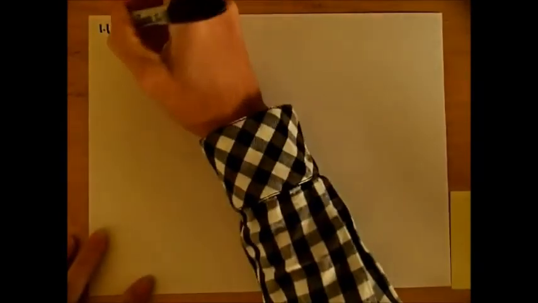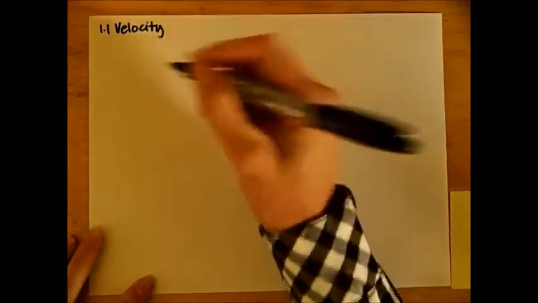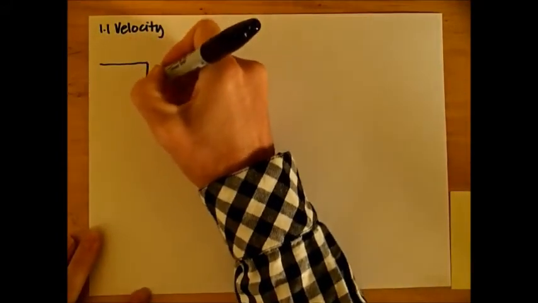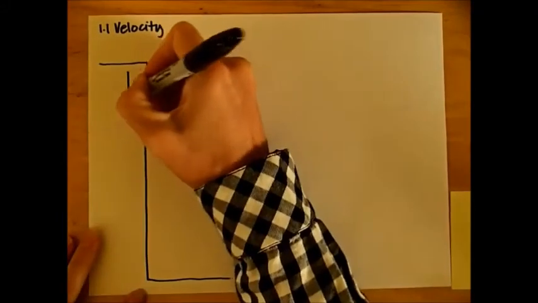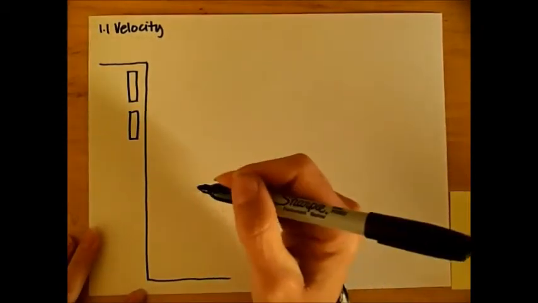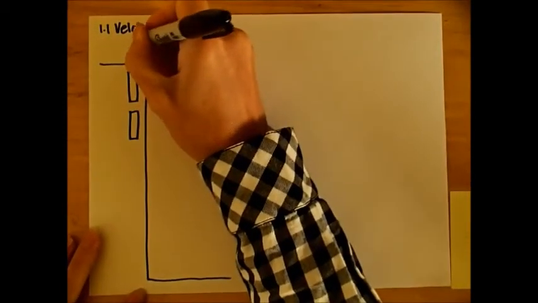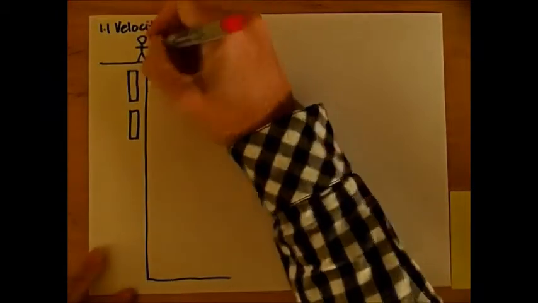So today I want to talk a little bit about how we measure velocity. This is from section 1.1, velocity. And I want to begin with an example. Imagine that you're on top of, let's say, a building. So here you are on top of the building, and in your hand you have a tomato.